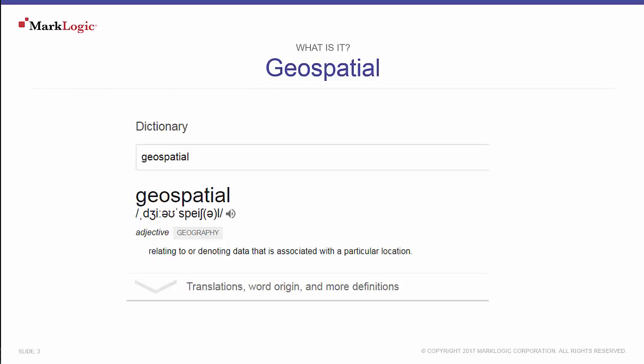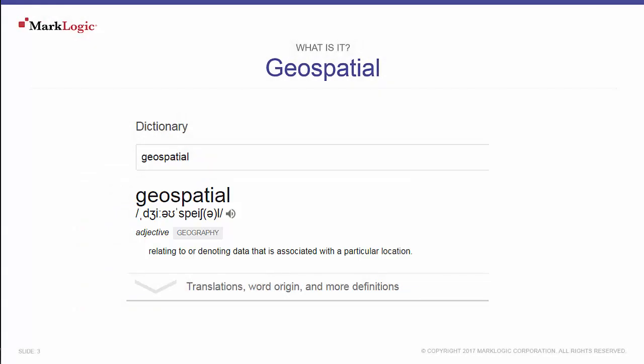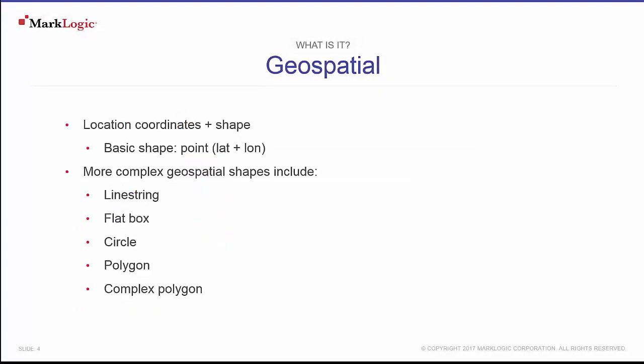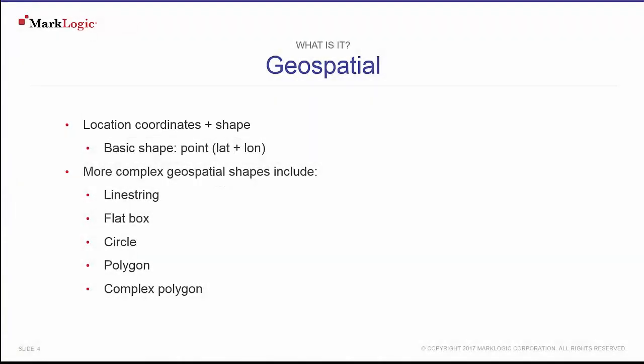Let's first give a definition of the word geospatial. Here, the term geospatial is used to describe data related to a specific location on Earth. Not only does geospatial describe a location, but also the shape of that location. The location is identified by Earth coordinates and the shape by a specific geometry.